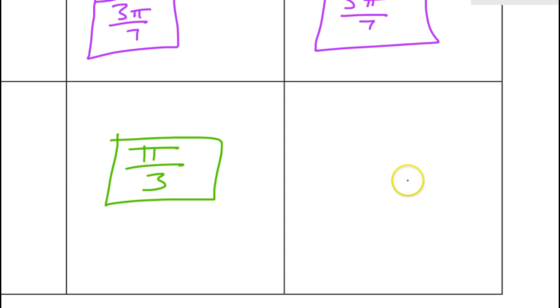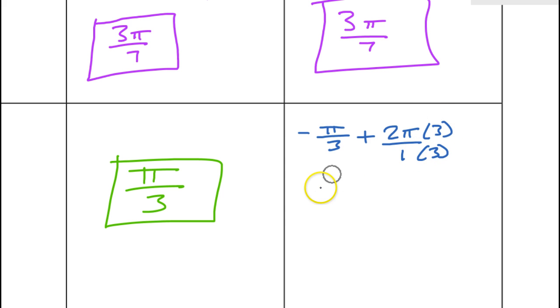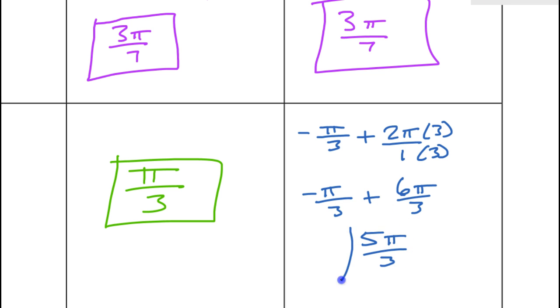Okay, now the coterminal angle. The easiest way to find a coterminal angle is to add or subtract 2 pi. Since this is negative, I'm going to add 2 pi in order to get a positive coterminal angle. So I need like denominators. So now I'm going to have negative pi over 3 plus 6 pi over 3. So that's 5 pi over 3. Okay, that would be a coterminal angle.